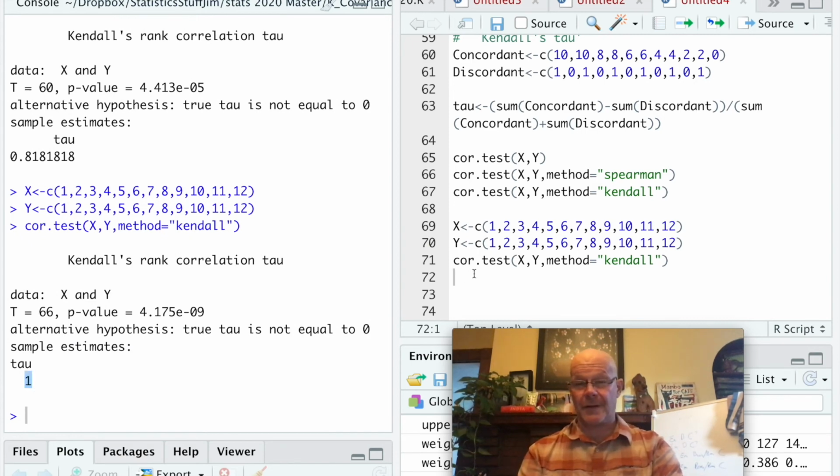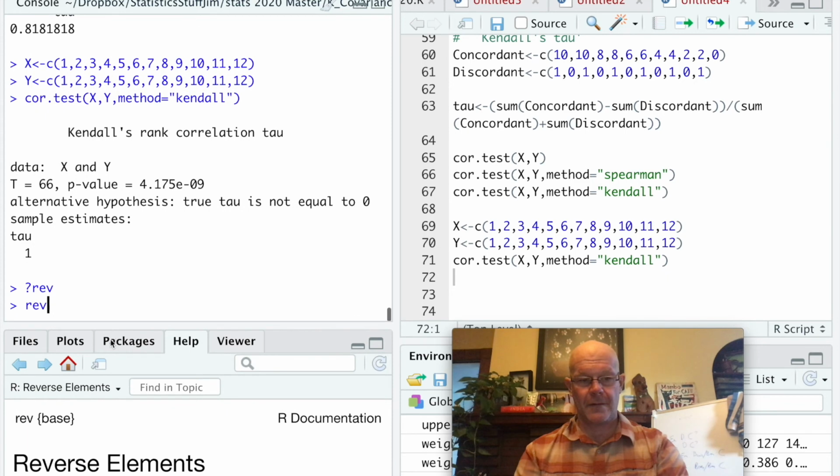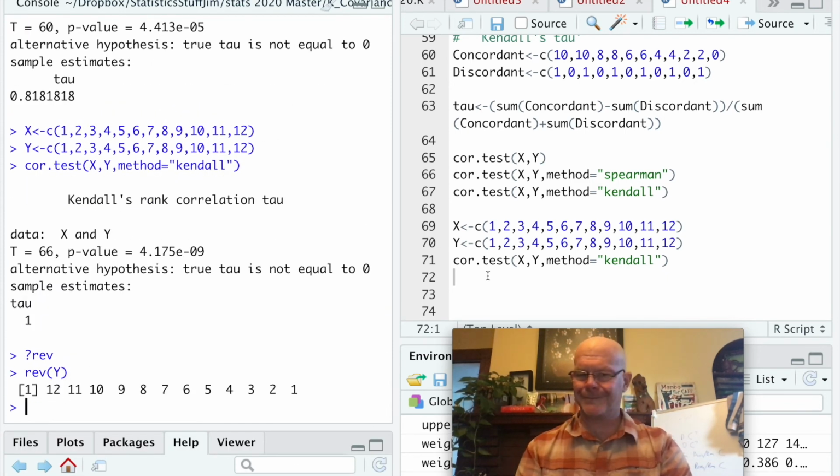And if they were the exact opposite of one another, so if I were to say, let's reverse a function. It is. Sweet. So if I were to reverse y, would that work? It would. How handy. So let's say that y were the reverse of that.